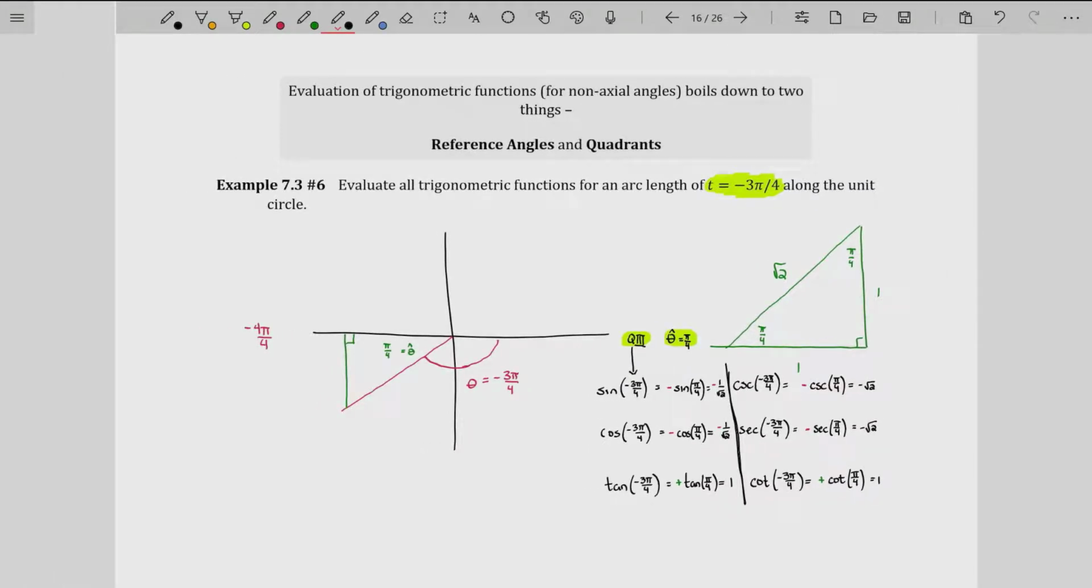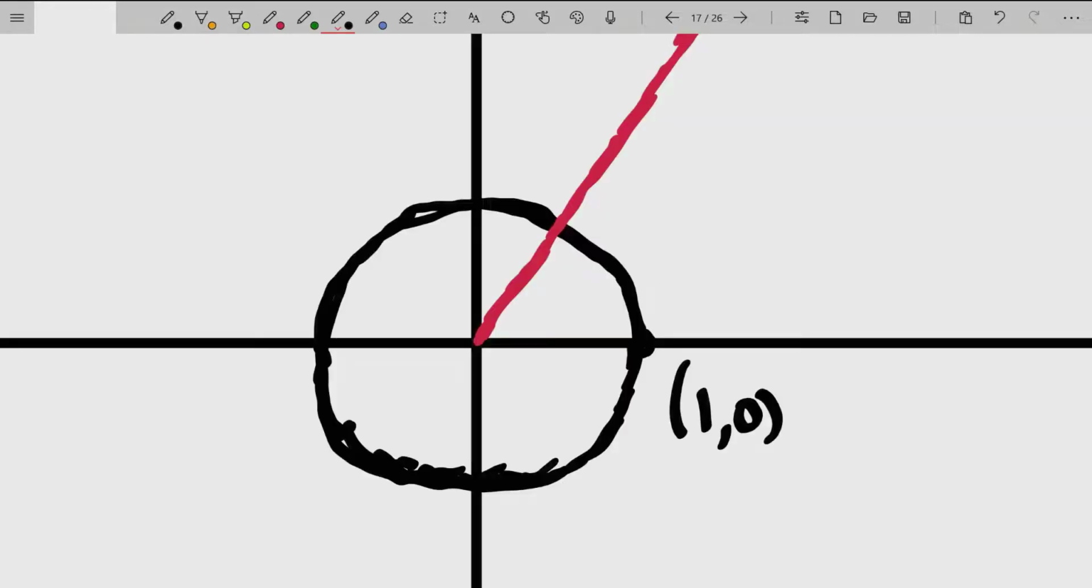But before we move past or into another example, I want to ask a question here that's kind of important. What would happen if we no longer considered the unit circle, but instead, what if we had a circle of radius 300 or something like that? What would happen to our entire conversation?